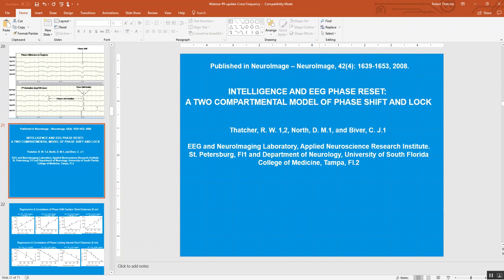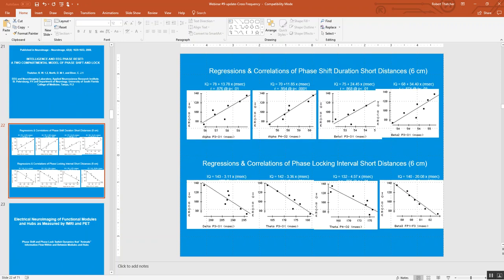This is just an example of a paper that was published in NeuroImage in 2008 on relating phase shift and phase lock to intelligence. In the upper row here, we found this with all of the short distances, 6 centimeters, like O1-P3 or C3-P3, adjacent electrodes in the 10-20 system: the longer the duration of phase shifting, the higher the IQ. So you can see phase shift from 50 milliseconds to 60 or 70 milliseconds, and then the higher the IQ.